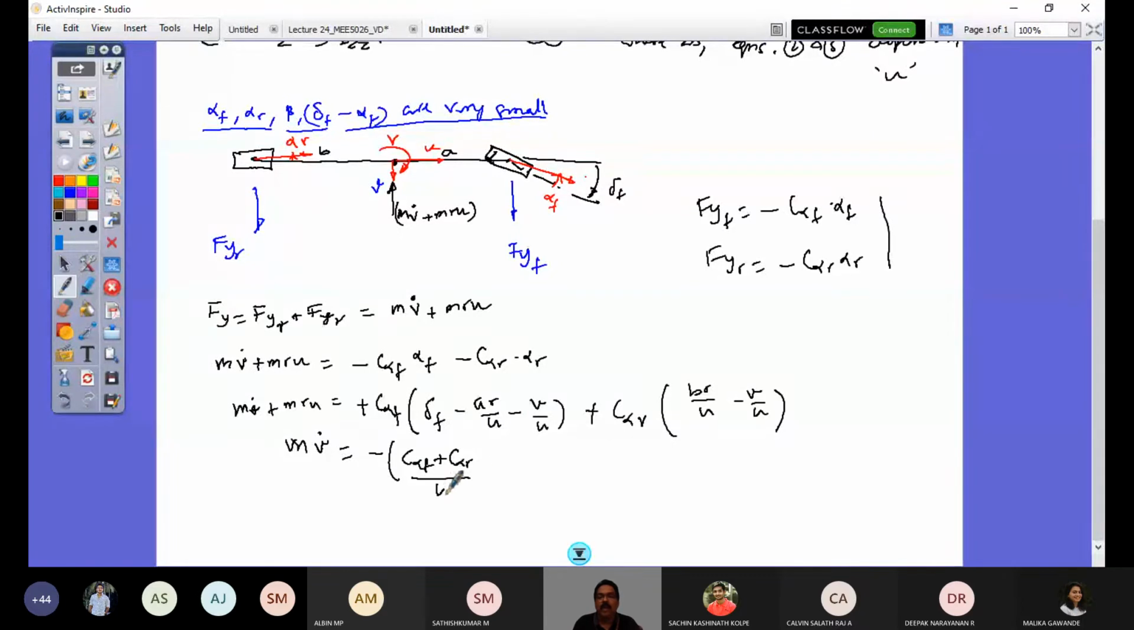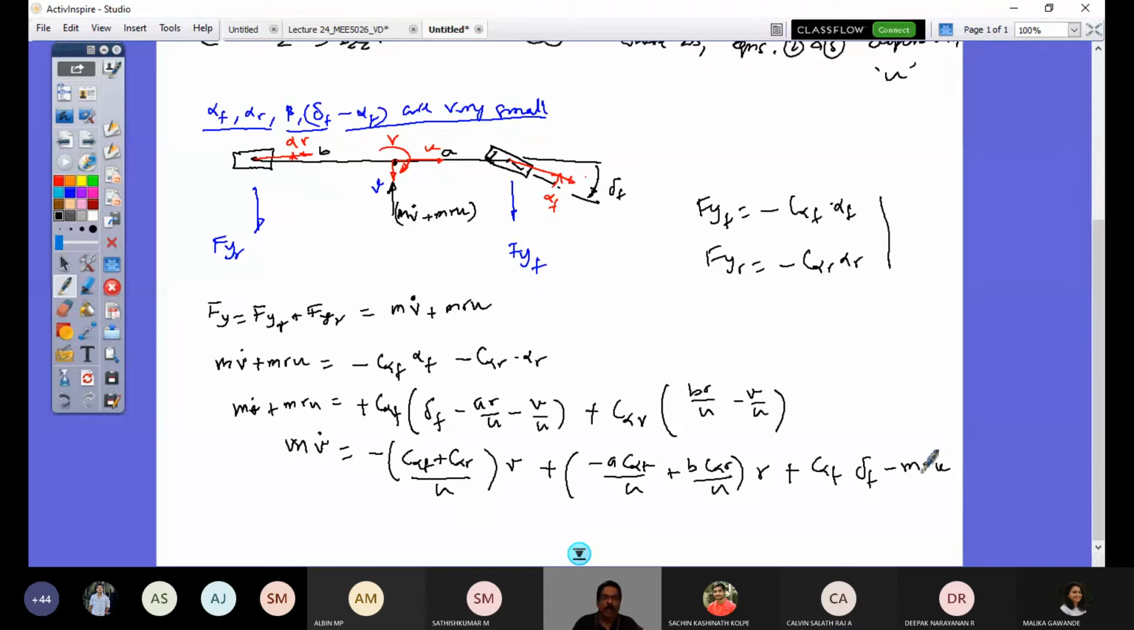Then let me take the coefficients of R altogether. So here R, if I multiply, minus A C alpha F by U, here R plus B C alpha R by U. So I will take that as minus A C alpha F by U plus B C alpha R by U into R. And then I have the steering angle term, so that's going to be plus C alpha F into delta F, and this MRU is brought onto this side. So this is at R, so I should take it along with this, right?